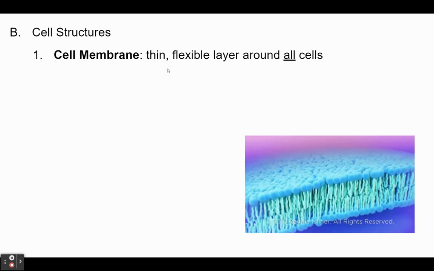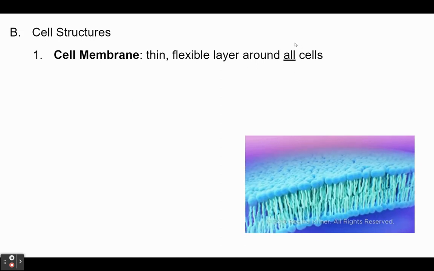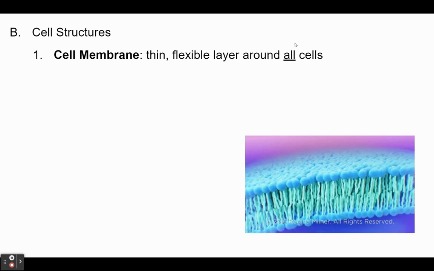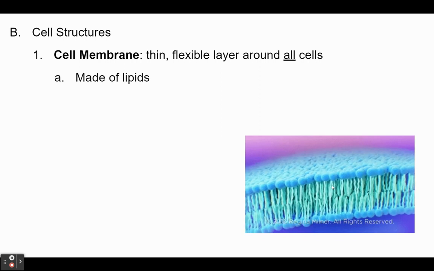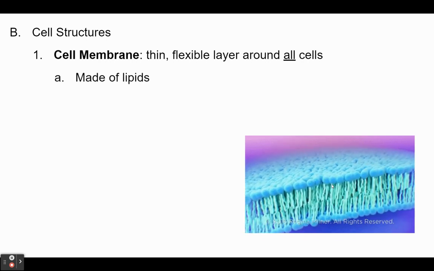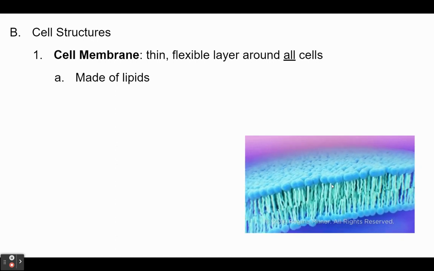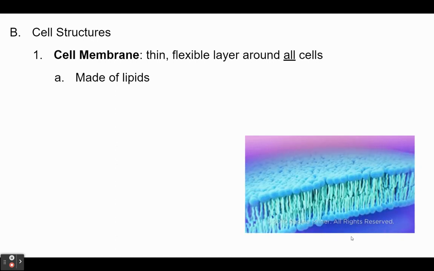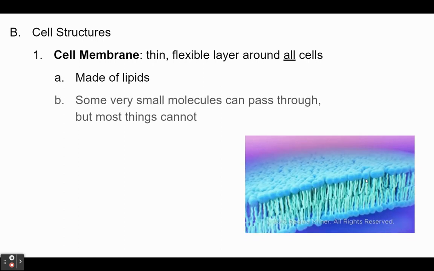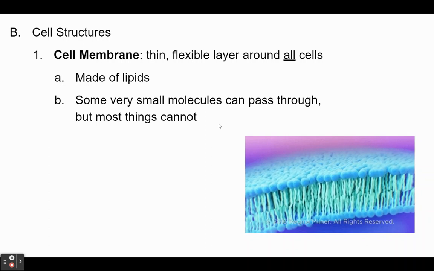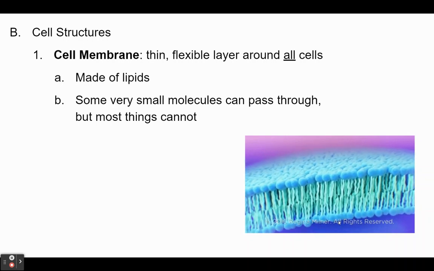The cell membrane is a thin, flexible layer that's around all cells, prokaryotic, eukaryotic, no matter the size, there is a cell membrane around the outside. This cell membrane is made of lipids. Remember, those are fats. And that's important because that actually means that it's a watertight barrier. Water is not going to rush out or rush into the cell. It's going to keep everything enclosed nicely. Detail B, some very small molecules can pass through the cell membrane, but most things cannot.